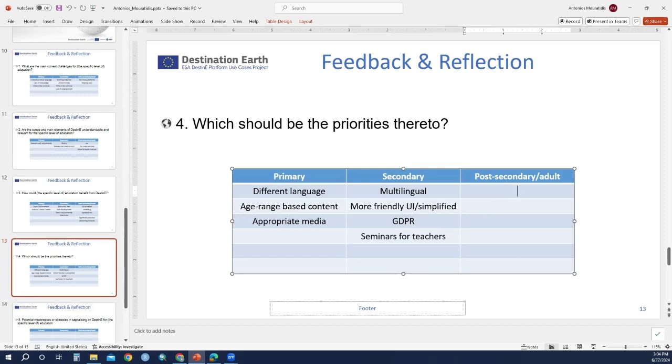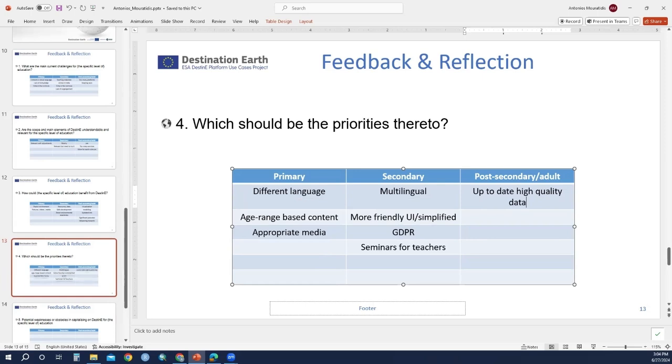So in our case, in the adult education group, the main point that came up is up-to-date, high-quality data. And this came up more than once. So up-to-date, high-quality data, which are also important for research purposes, capacity building, and tutorials on how to use it. So I think tutorial seminars also fall into the capacity building category. People need to be trained on all this.